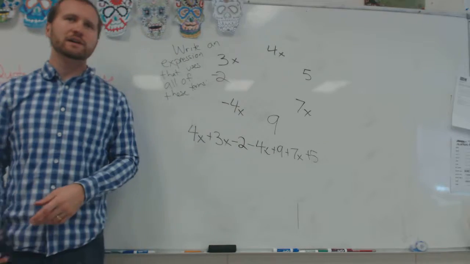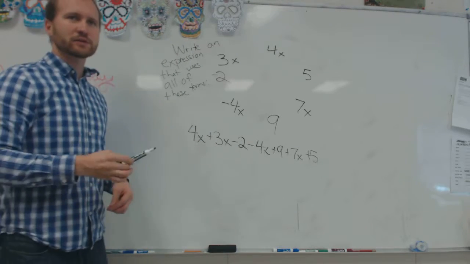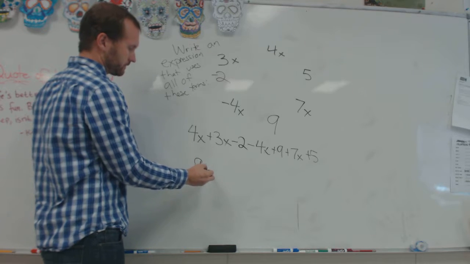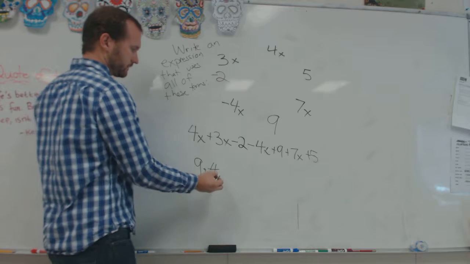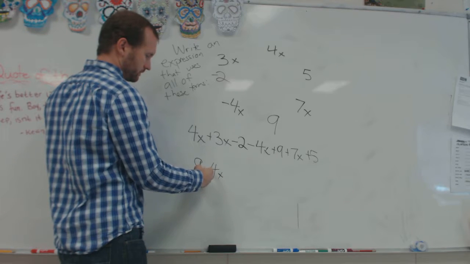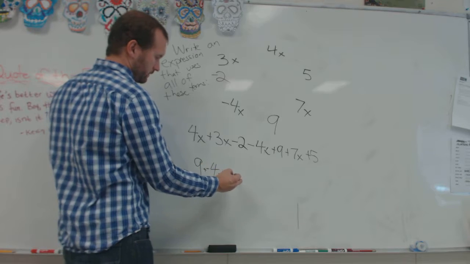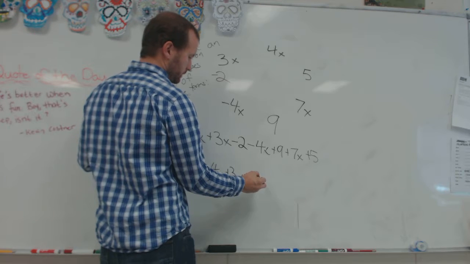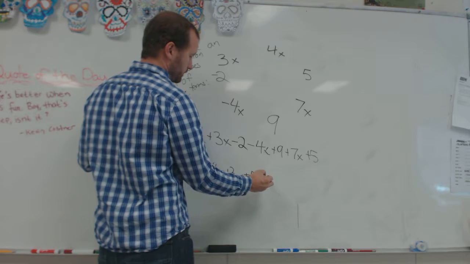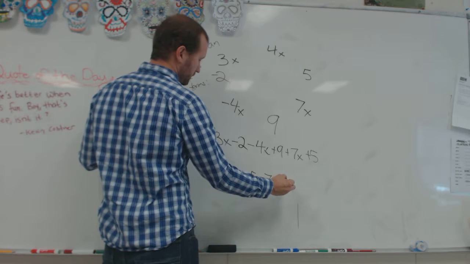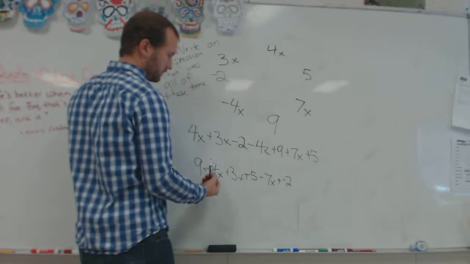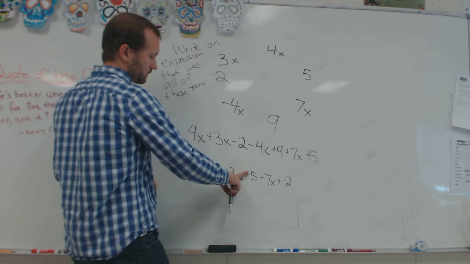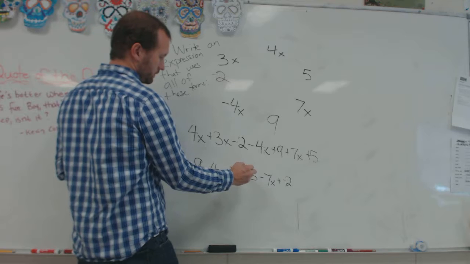Does anyone else want to give us their expression? I will. 9 plus negative 4x plus 3x plus 5 minus 7x plus negative 2. Hold on. Okay, wait. In between the 3x and the plus 5 would be 4x. Because I thought I repeated something.